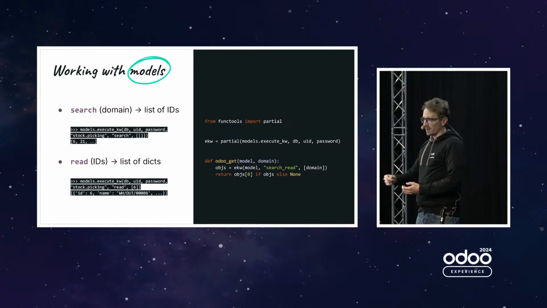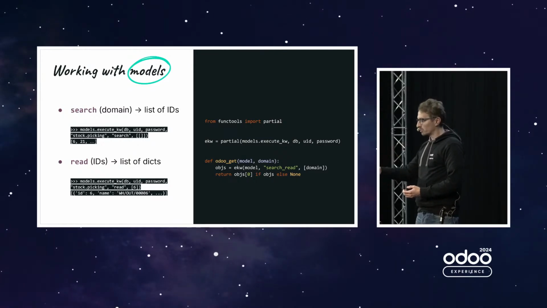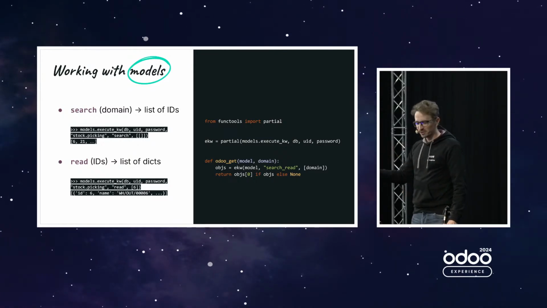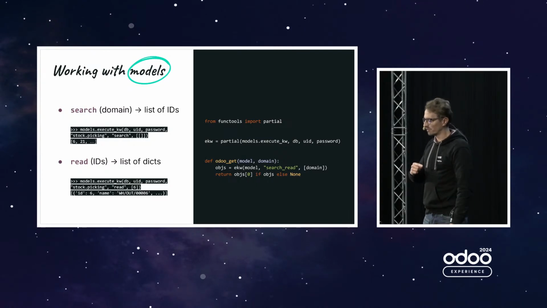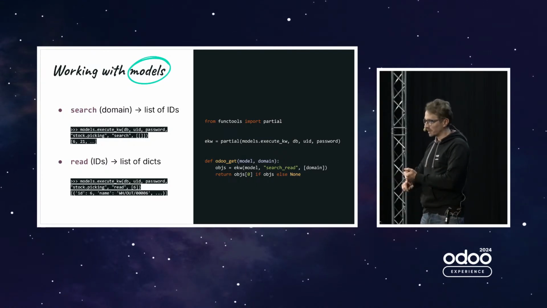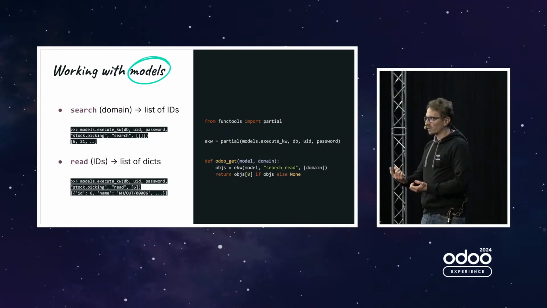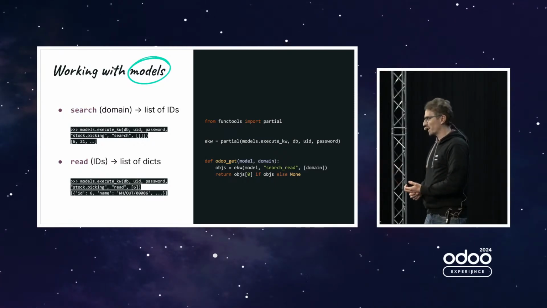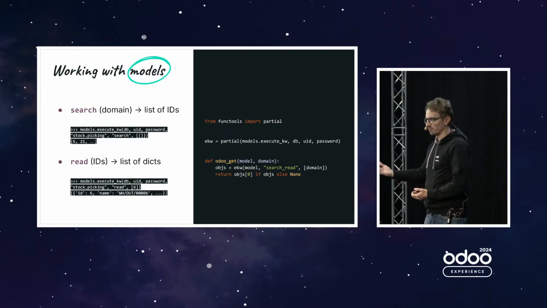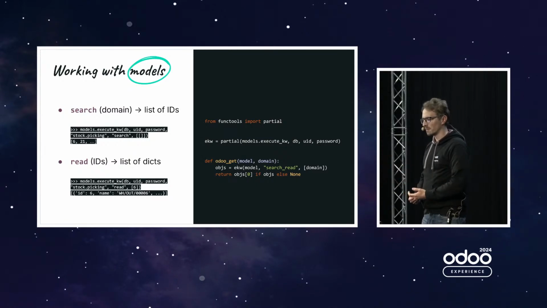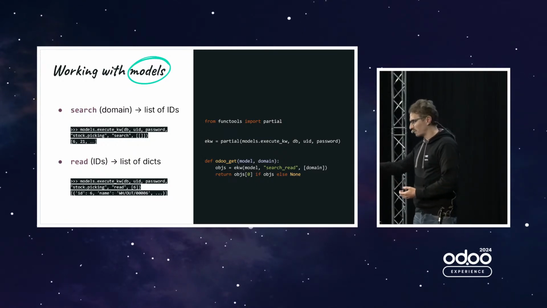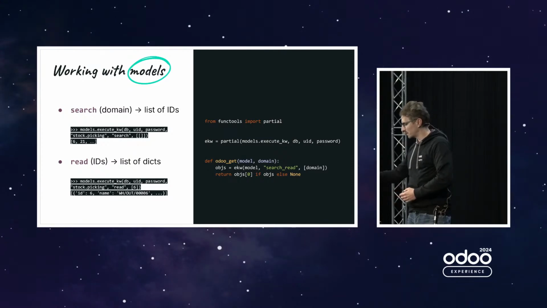And you can probably notice that the search_read method was not mentioned before. I mentioned the search method and the read method, and that's because they're used together so often that Odoo actually has a shortcut method, search_read, which does both of those things together. But I'm going to make it even shorter, and I'm going to create the odoo_get method.